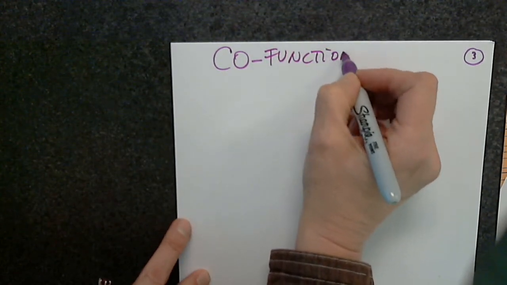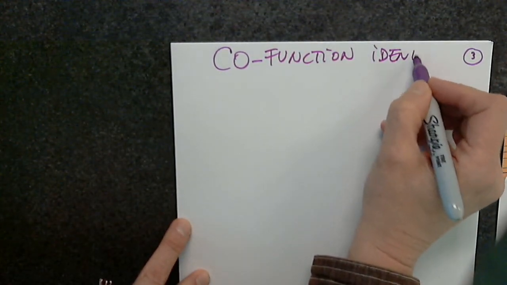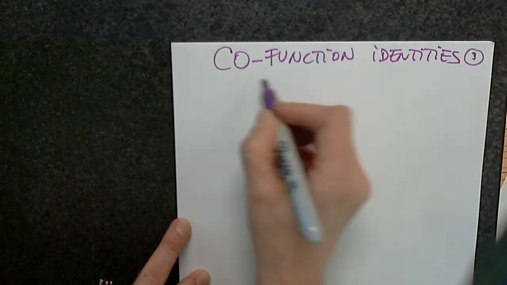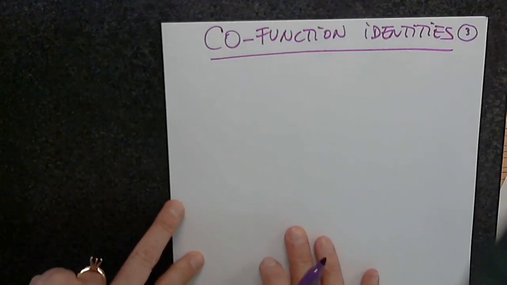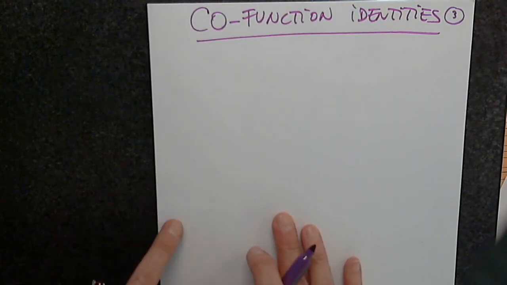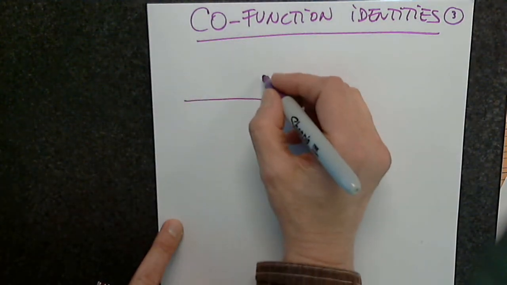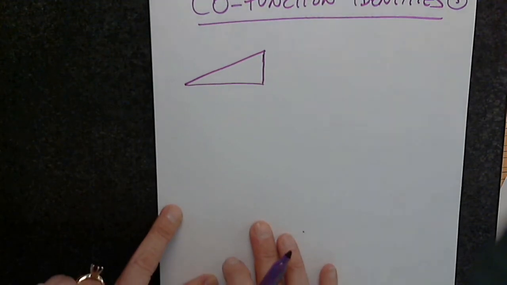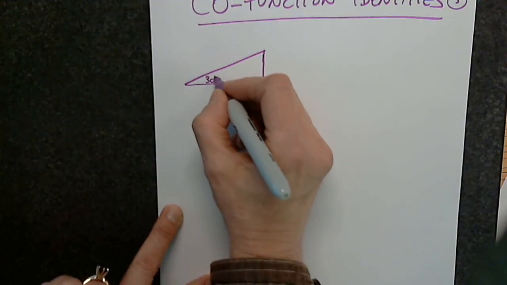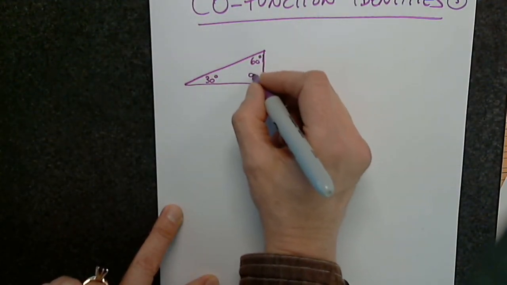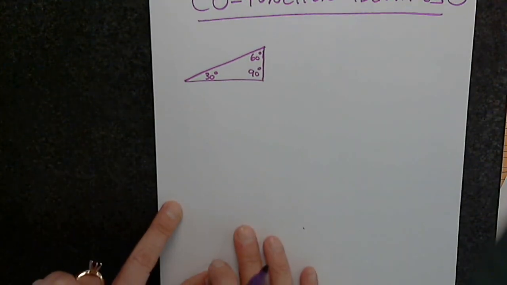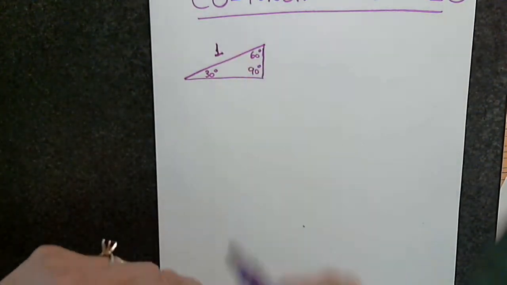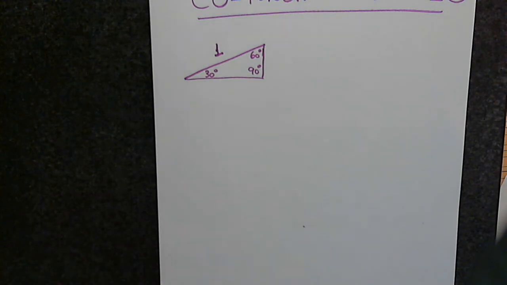So, cofunction identities. I want to go back to what we just discussed, and I'm copying the triangle one more time. And we said that this was 30 degrees, this was 60 degrees, and this is 90 degrees. We know that this is a triangle copied from the unit circle. I just wanted to make it bigger, so I took it out of there.